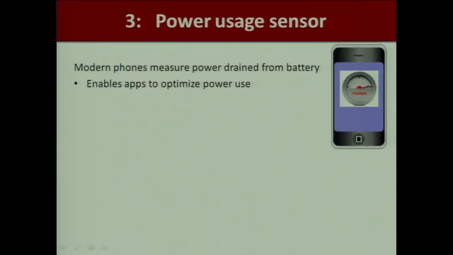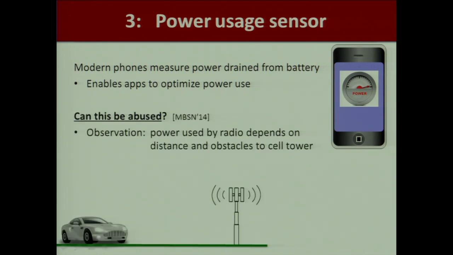The third example I want to give you is the power meter. A power meter was added to these devices just to measure how much power is being drained off of the battery. Now, what could possibly go wrong just by looking at how much power is drained off of the battery? Well, it turns out that when you drive around in your car, the amount of power that your phone uses to connect to the closest base station depends on obstacles along the way, right?